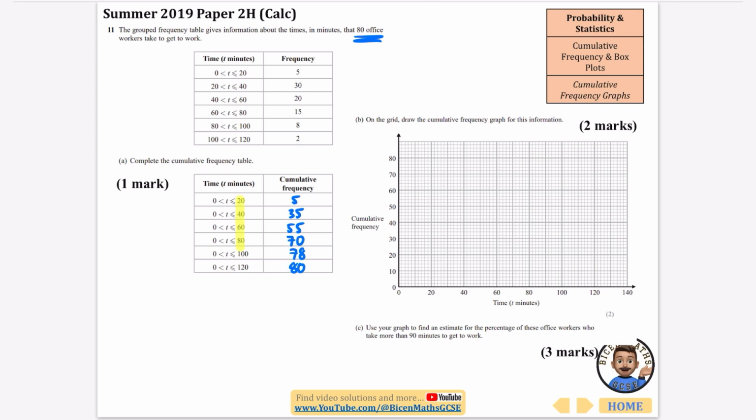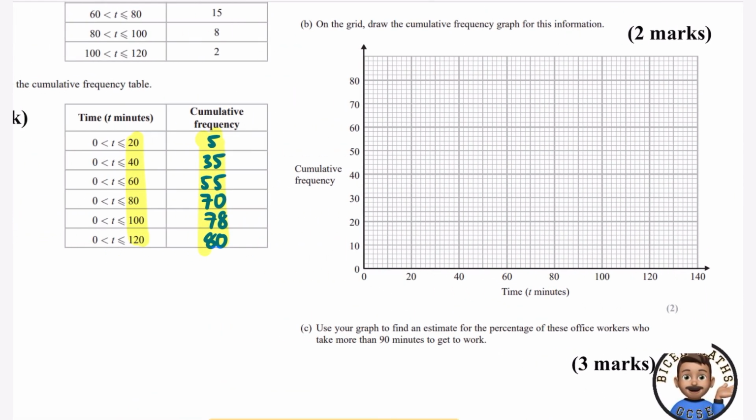Now when you plot these on the grid, you're going to plot these ones in yellow with these ones here in yellow. It's not midpoints, it is just those upper values that we've got there. So I'm going to begin by doing the 20 with a 5, which will be here, and I'm going to do 35 going with 40. The 60 goes with a 55. The 80 goes with a 70. 100 goes with 78. And 120 goes with 80.